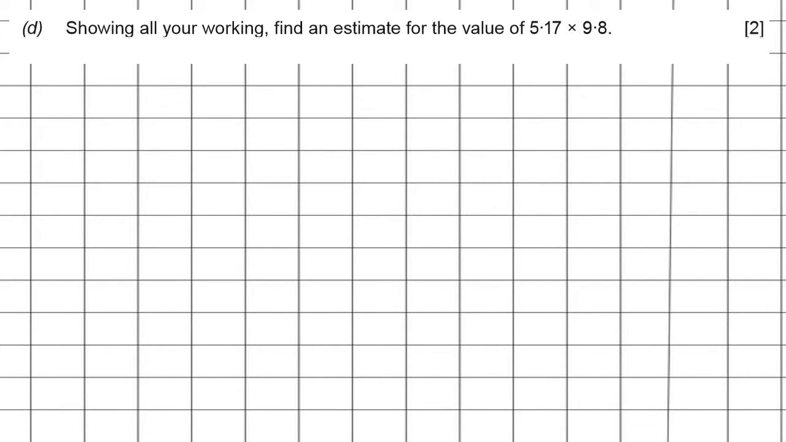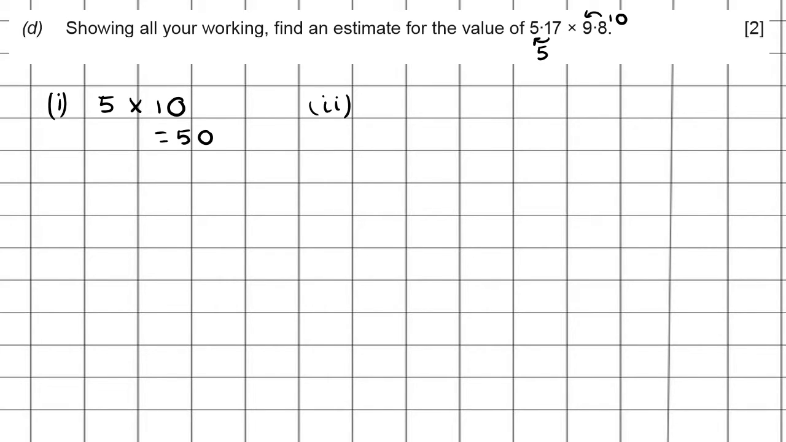Okay, question part D. Showing all the workings, find an estimate for the value of 5.17 times 9.8. So, there's two ways you can do this. You can first off round them to the whole number, so that would be 5 times 10. 9.8 to the nearest whole number is 10, and 5.17 is 5. So 5 times 10, 50.